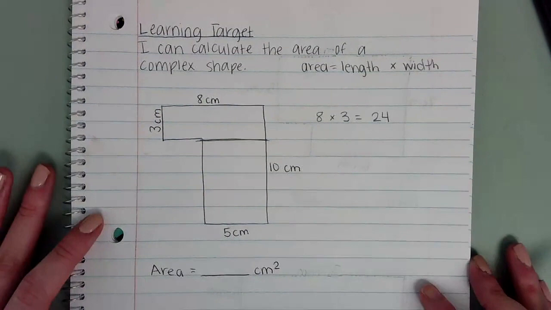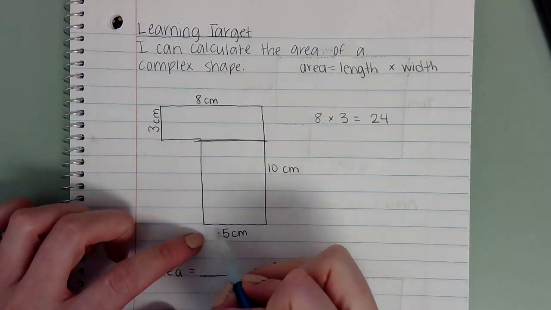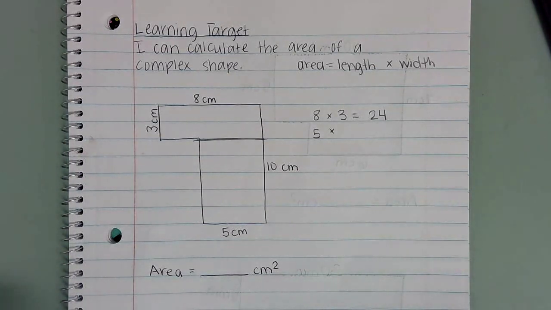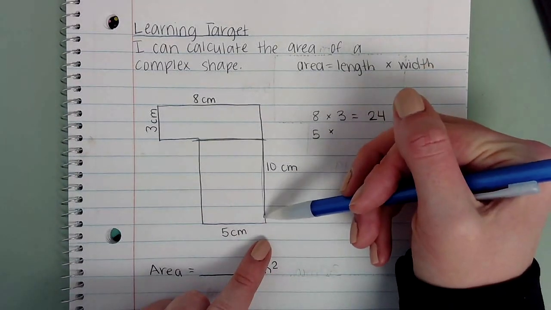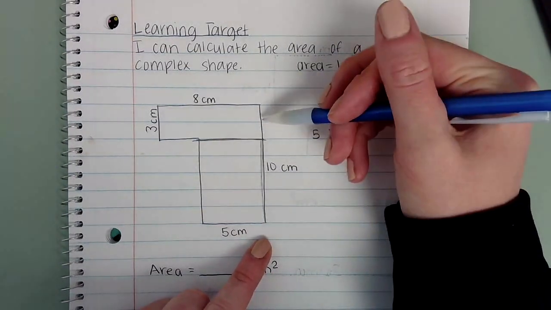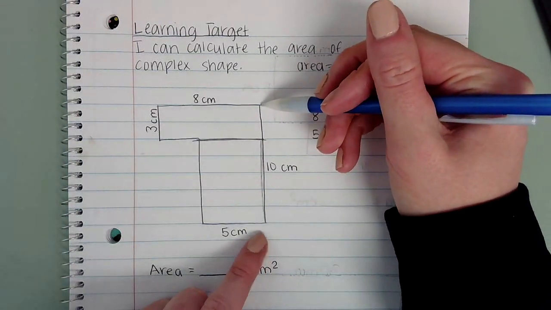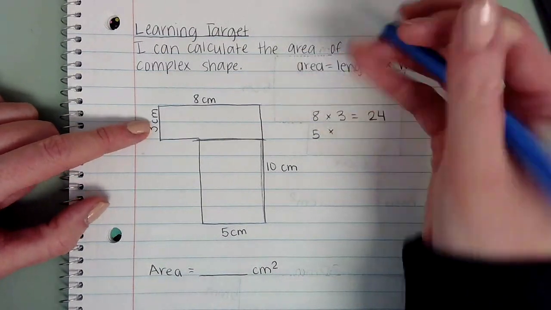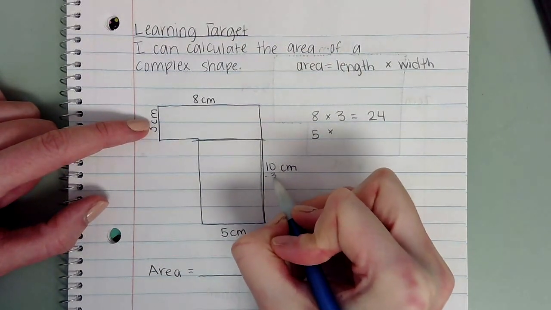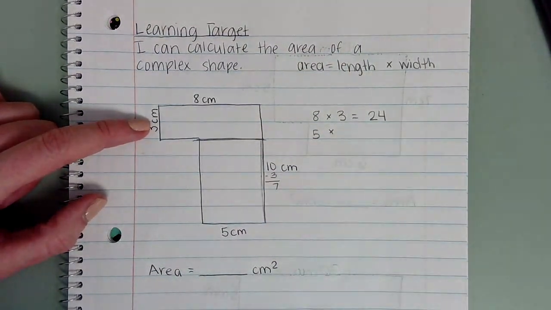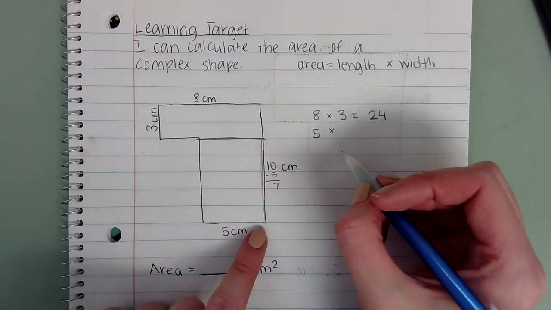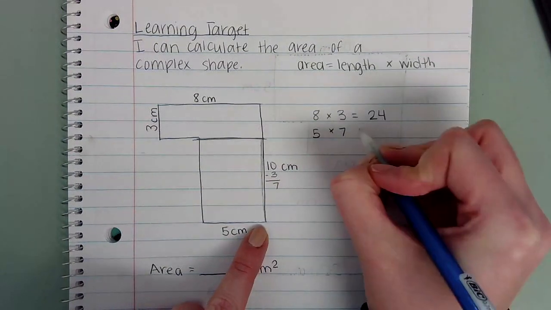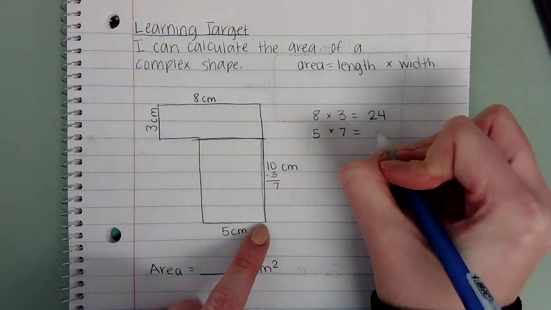Now I need to do the other rectangle. I have a length of 5, and now all we need to do is figure out this much of the length. The entire length is 10, so including up to here. But we already took care of 3 of those. So we're going to do 10 minus 3 equals 7. So our width here is actually 7. So 5 times 7 is 35.